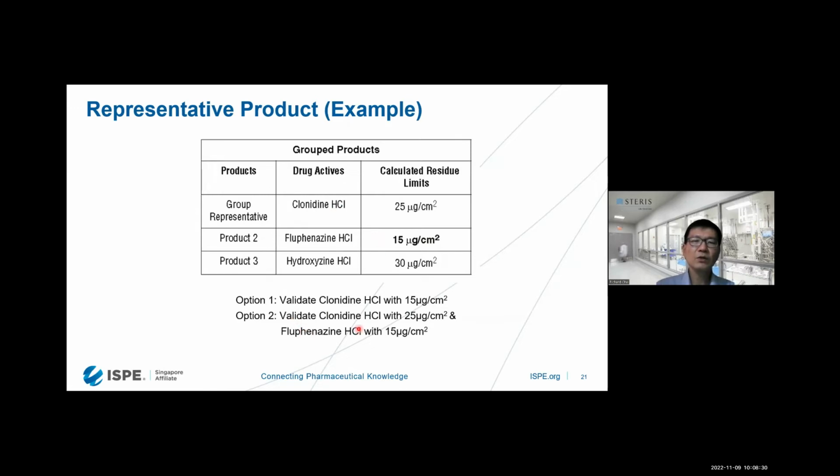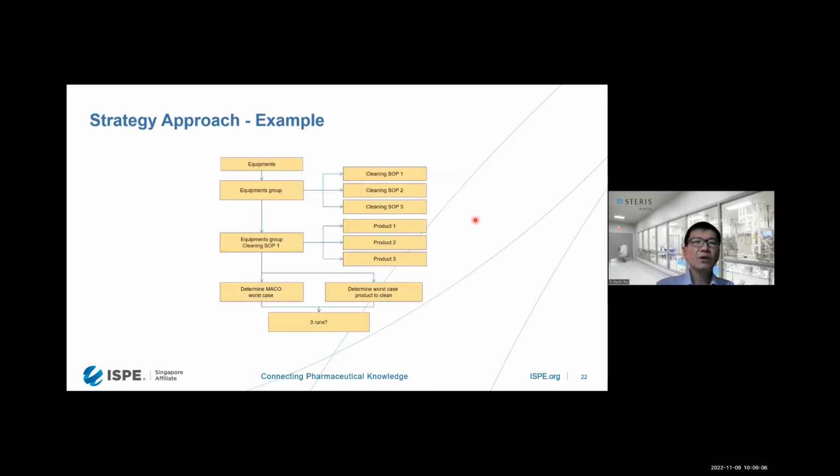Of course, option number 2 is to validate 2 products. So validate product number 1 with 25 microgram of the residue limits, and then also validate product number 2 with the 15 microgram of residual limits. So there are 2 options in this case basically. So typically you will need to choose the most difficult to clean and also the lowest residual limits of the product group. So this is an example of the strategy approach.